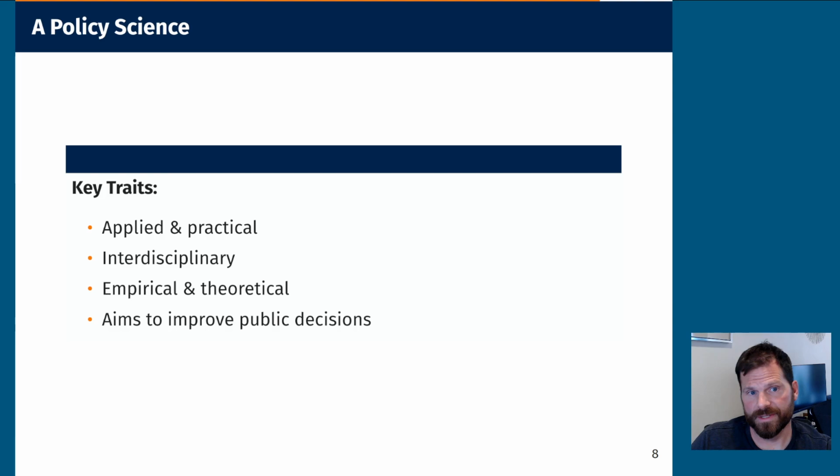Key traits of this science approach used in policy analysis: it is an applied science. It's practical science, rather than just science for the sake of doing science. Here we are developing theories and testing hypotheses to solve real problems in the real world. Again, it's interdisciplinary, it's empirical, observational data is used, and it's theoretical. And the whole aim is to improve the decisions that we make.